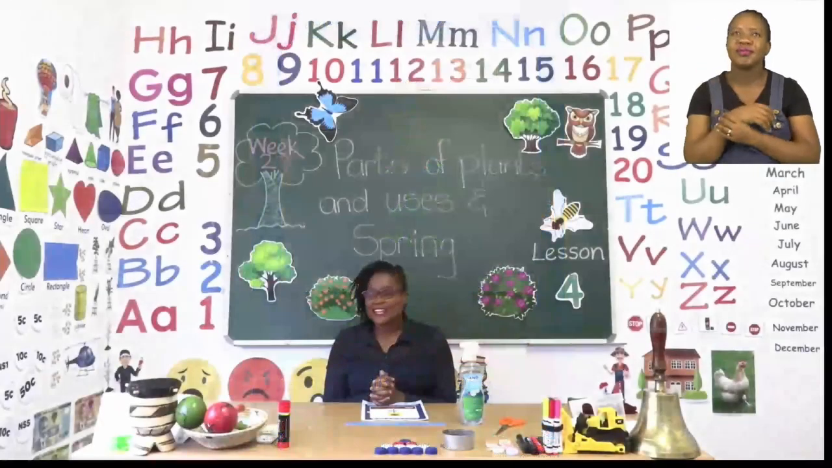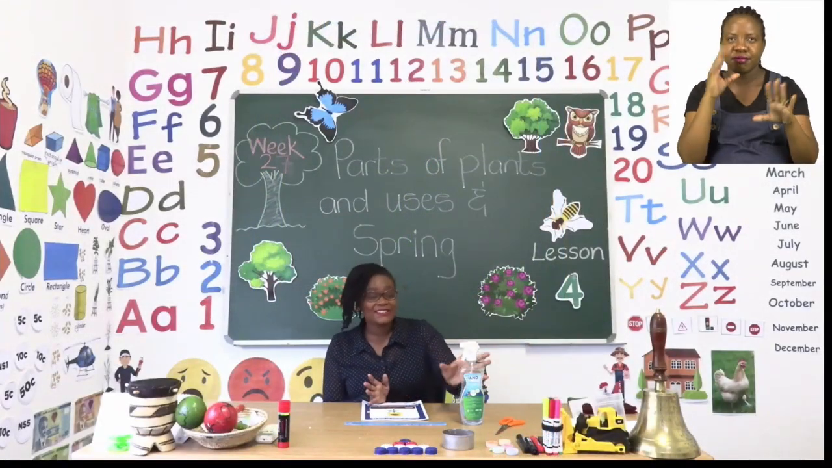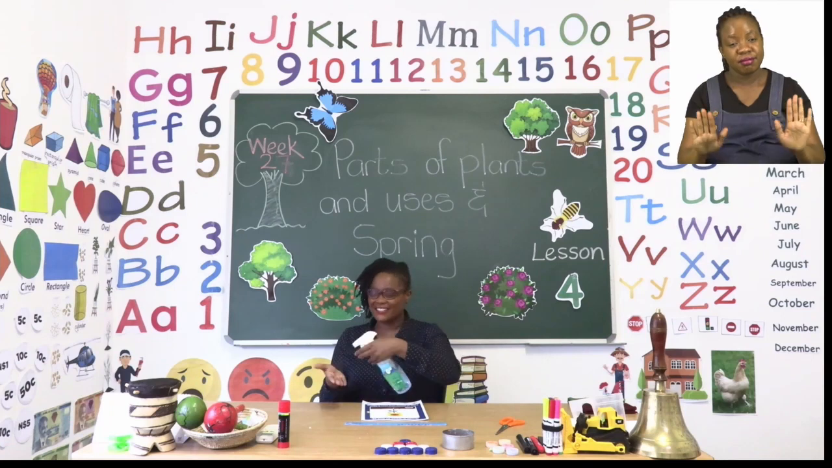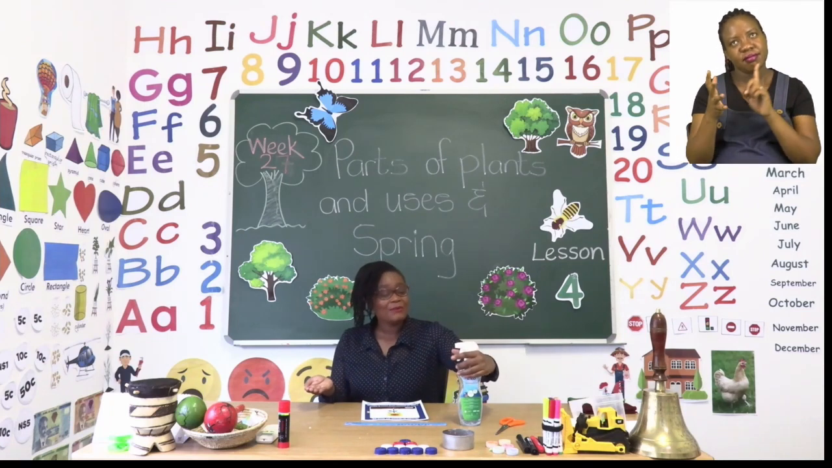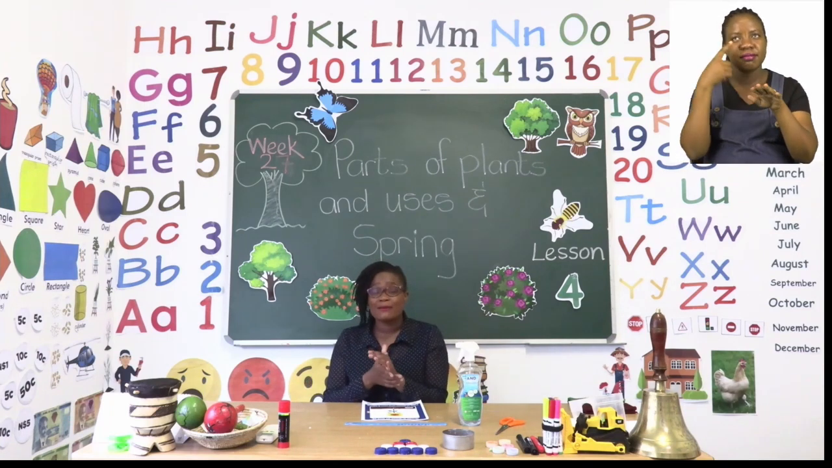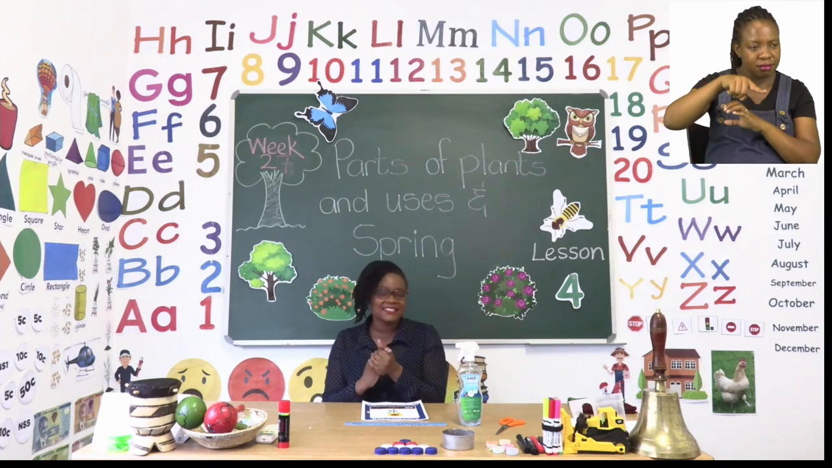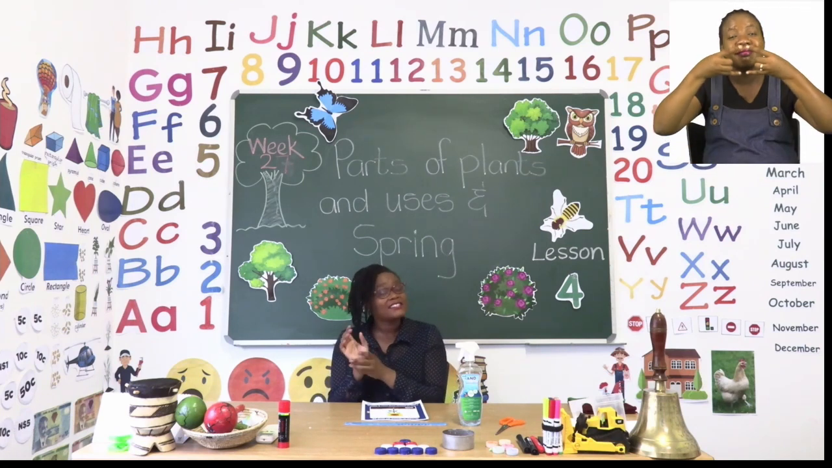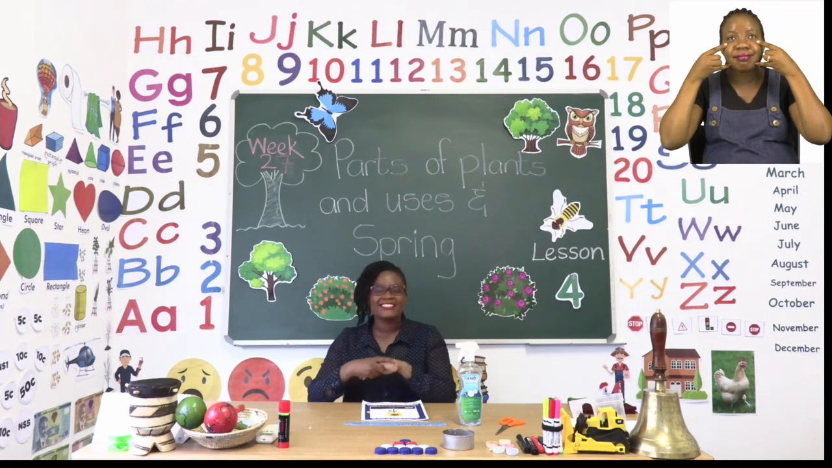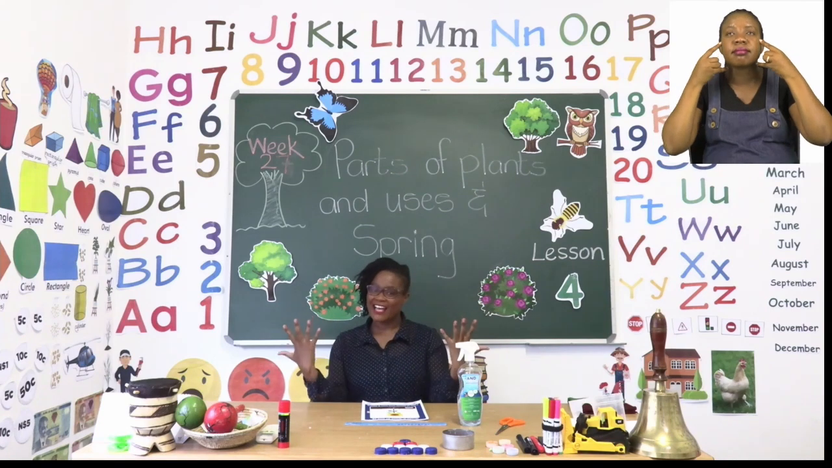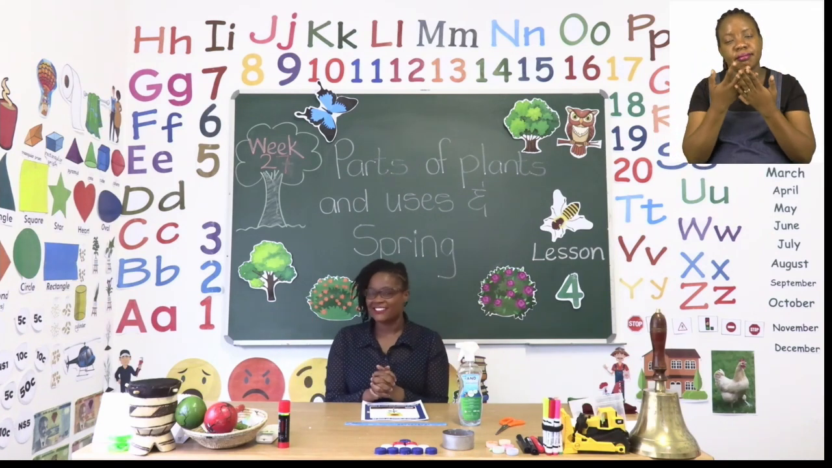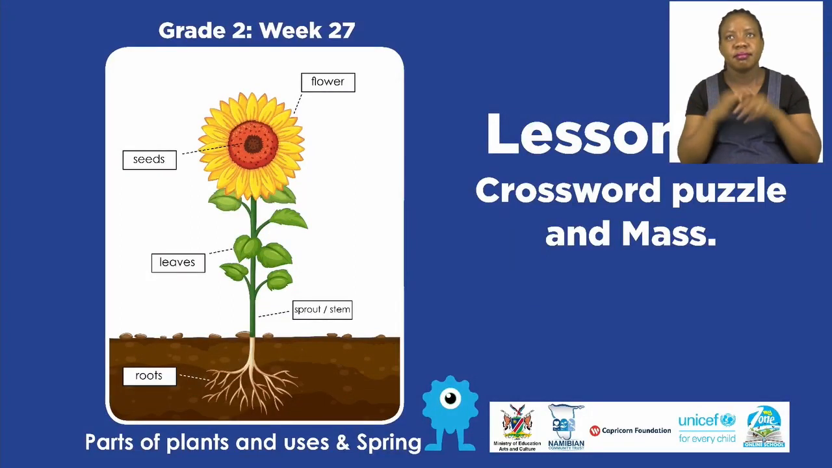Our theme this week is parts of plants, uses and spring. Before we get into any lessons, boys and girls, we know that we need to sanitize. Now remember, every time you go out in public, you need a mask. Make sure that your mask covers your mouth and nose. Make sure your hands are dry before you touch anything else. For today's lesson, we will be doing a crossword puzzle and maths.